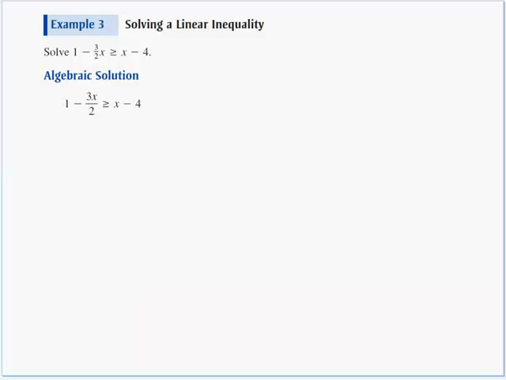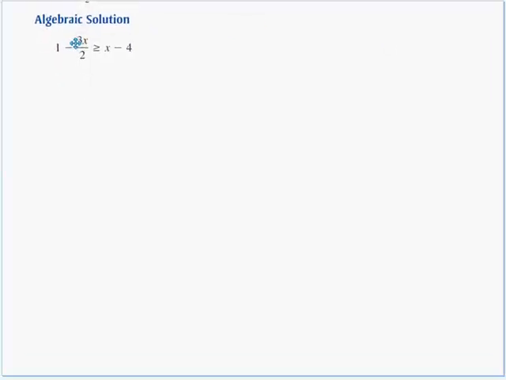All right, example 3. We're not having fun unless there's some fractions involved there. Solving a linear inequality. Solve 1 minus 3 halves x is greater than or equal to x minus 4. So algebraically, we can solve this. It's not too difficult. Just to make things easier, I would clear all the fractions. And if I look across here, I only have one fraction, and the denominator there is a 2. So if I multiply everything by 2, I'll get rid of all my fractions.